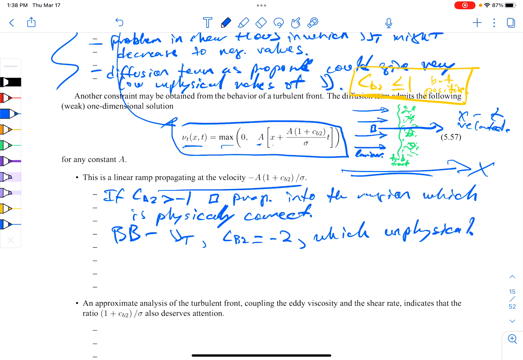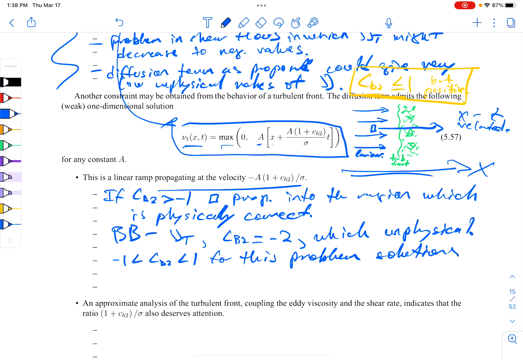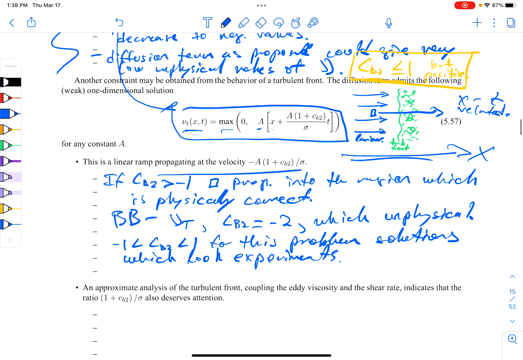If you choose values, of course, between, say, -1 less than CB2 less than 1 for this problem, then they're still getting solutions which look like experiments. So at least they had a bounded range for this based on these experiments and this analysis.